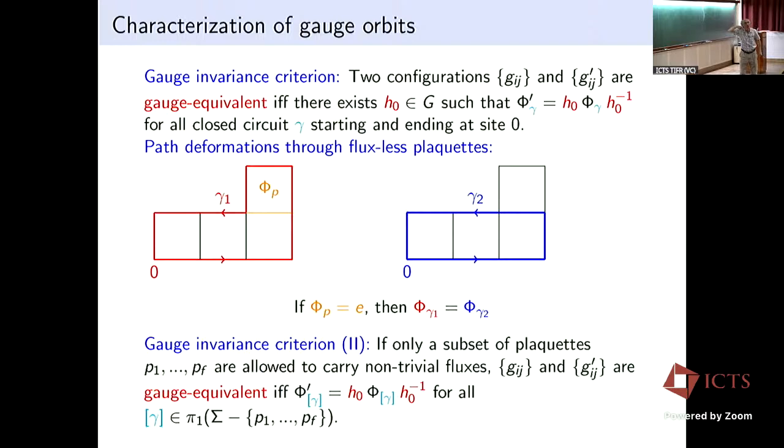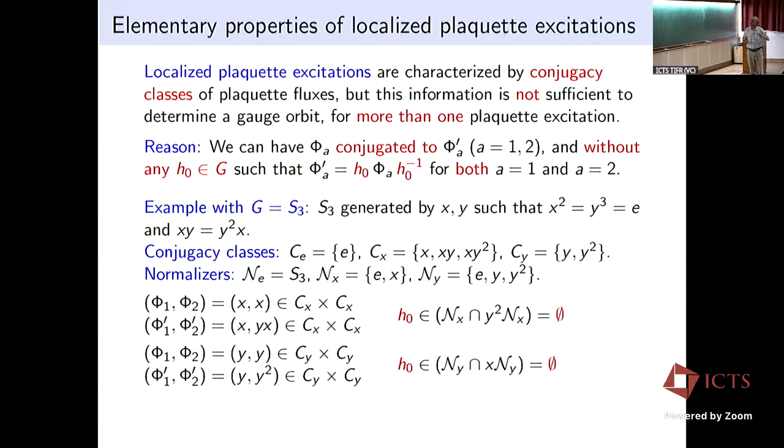You're allowed to deform your loop as long as you're not crossing a plaquette that carries a flux. So that will be the usual intuition. And I'd like to really spend time on this idea because for me, that illustrates very well. There were questions about what's the meaning of the labels.